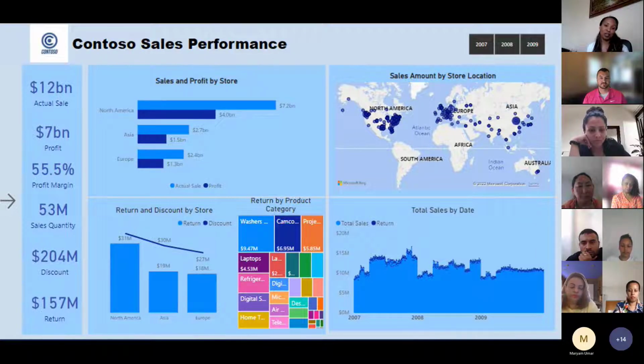This manager can also see returns and discounts by store, which stores at which continents are issuing more discounts or having more products returned to the store. He can also see which specific product is being returned. In this case, washer and dryer is the main product that has been returned to the store more often. He can also compare sales and return information through the years. So he can see that in 2009, the sales went down compared to 2007.